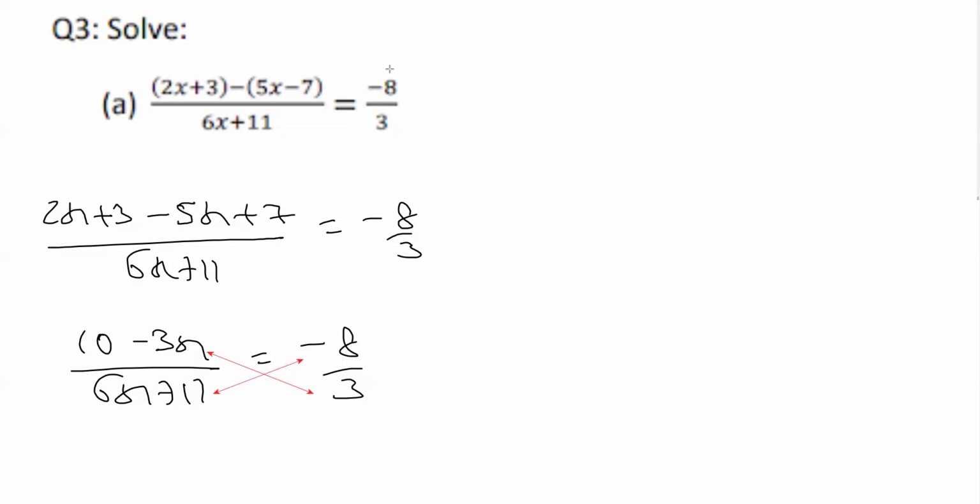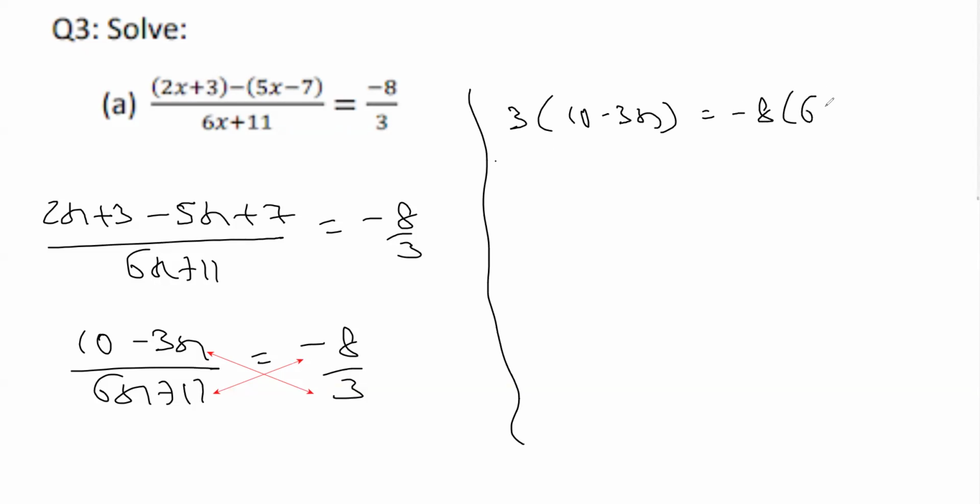So we'll first write, I'll do it here. You can see this is 3 times 10 minus 3x is equal to minus 8 times 6x plus 11. So applying distributive property, 3 into 10 is 30. 3 into minus 3x is minus 9x. Minus 8 into 6 is minus 48 times x, and minus 8 into minus 11 is minus 88.